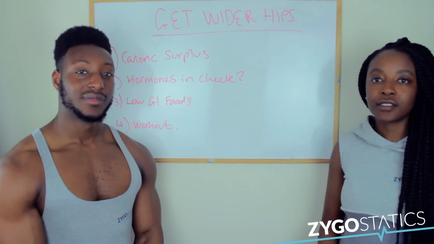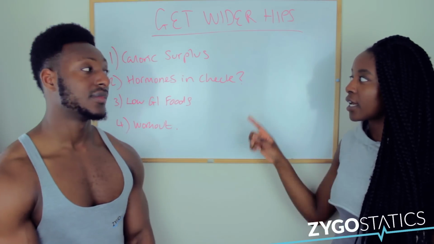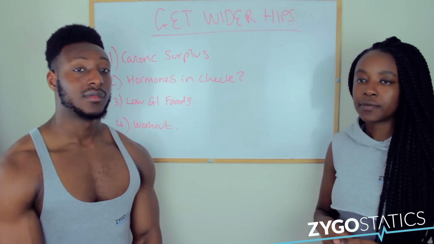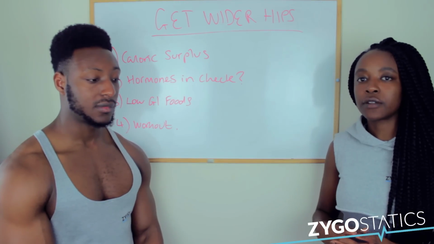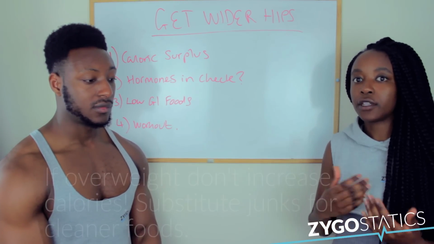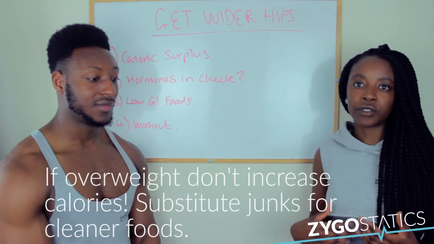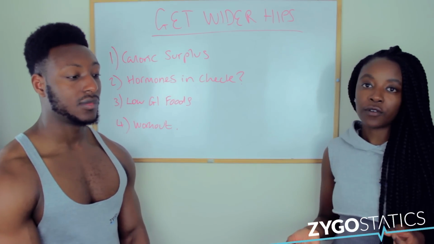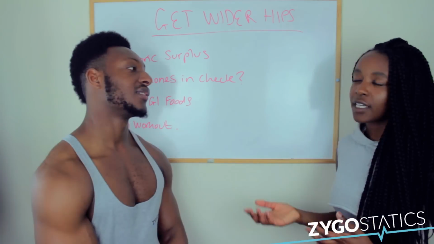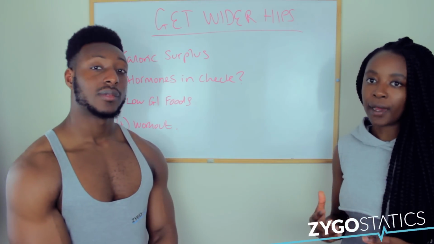Okay, so now let's get into the point. How do you build wider hips? First of all, you need a caloric surplus diet. This means that you need to make sure you're eating food with more calories than usual. For example, you can add an avocado to your meal in order to increase the calories. Or you can use extra virgin olive oil on top of your salads. So eating a caloric surplus diet is going to help you increase your overall mass.